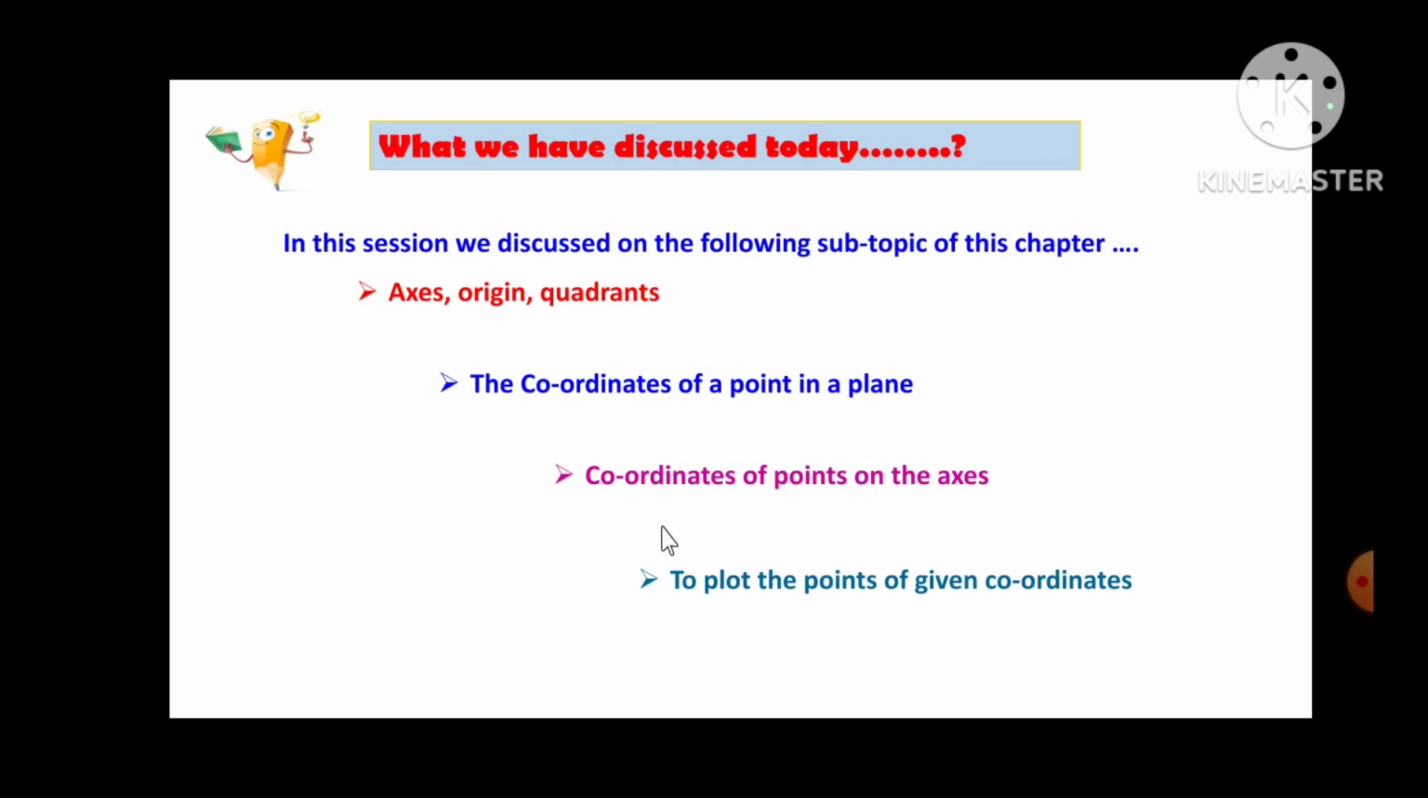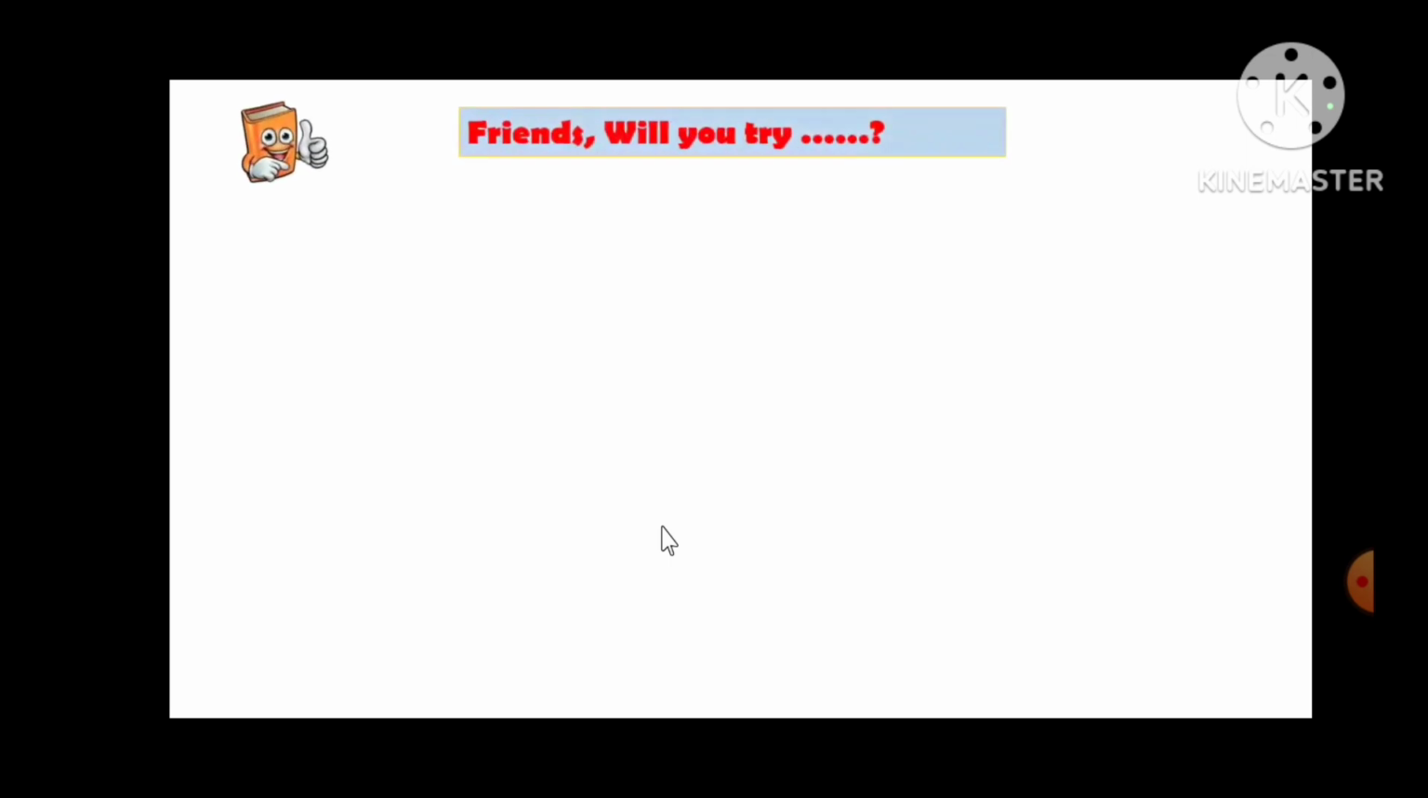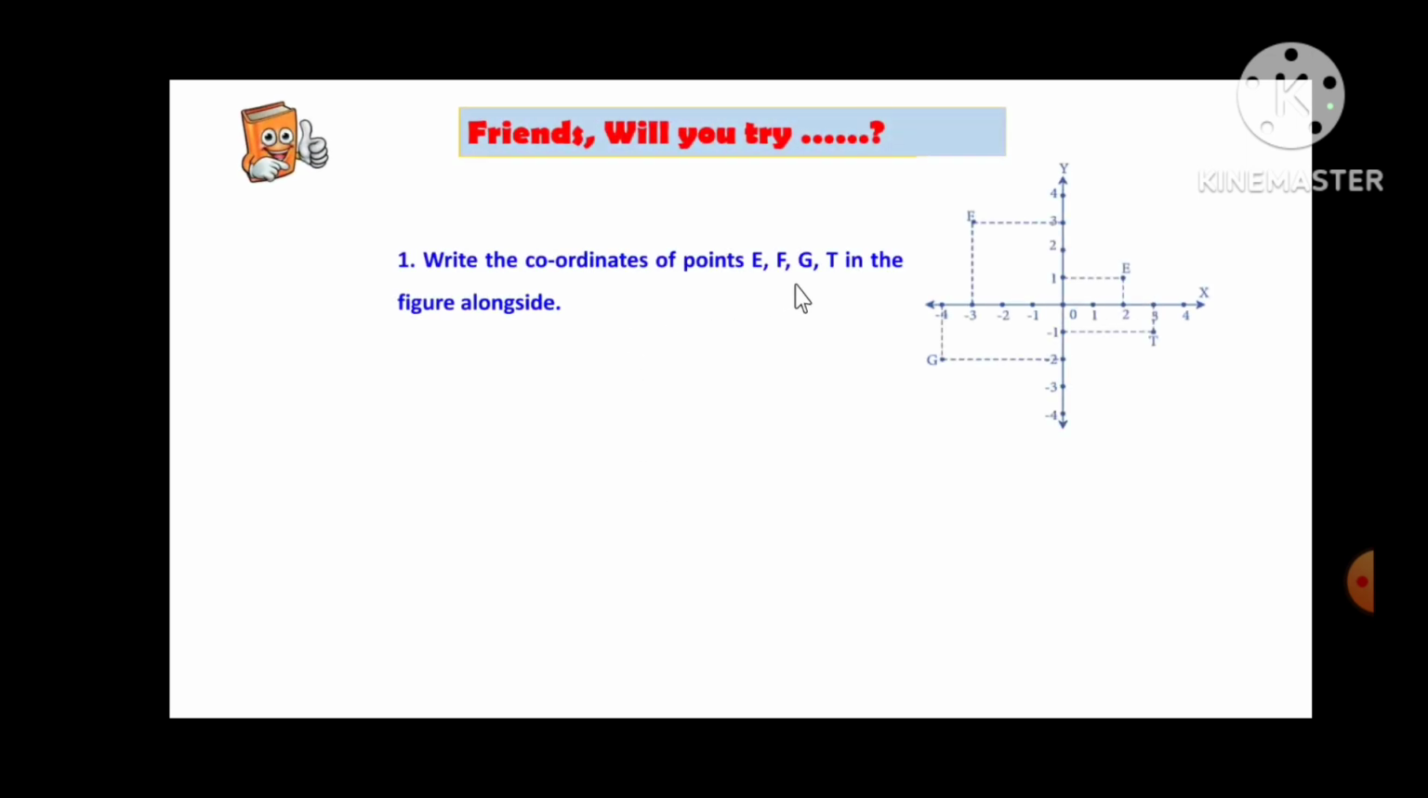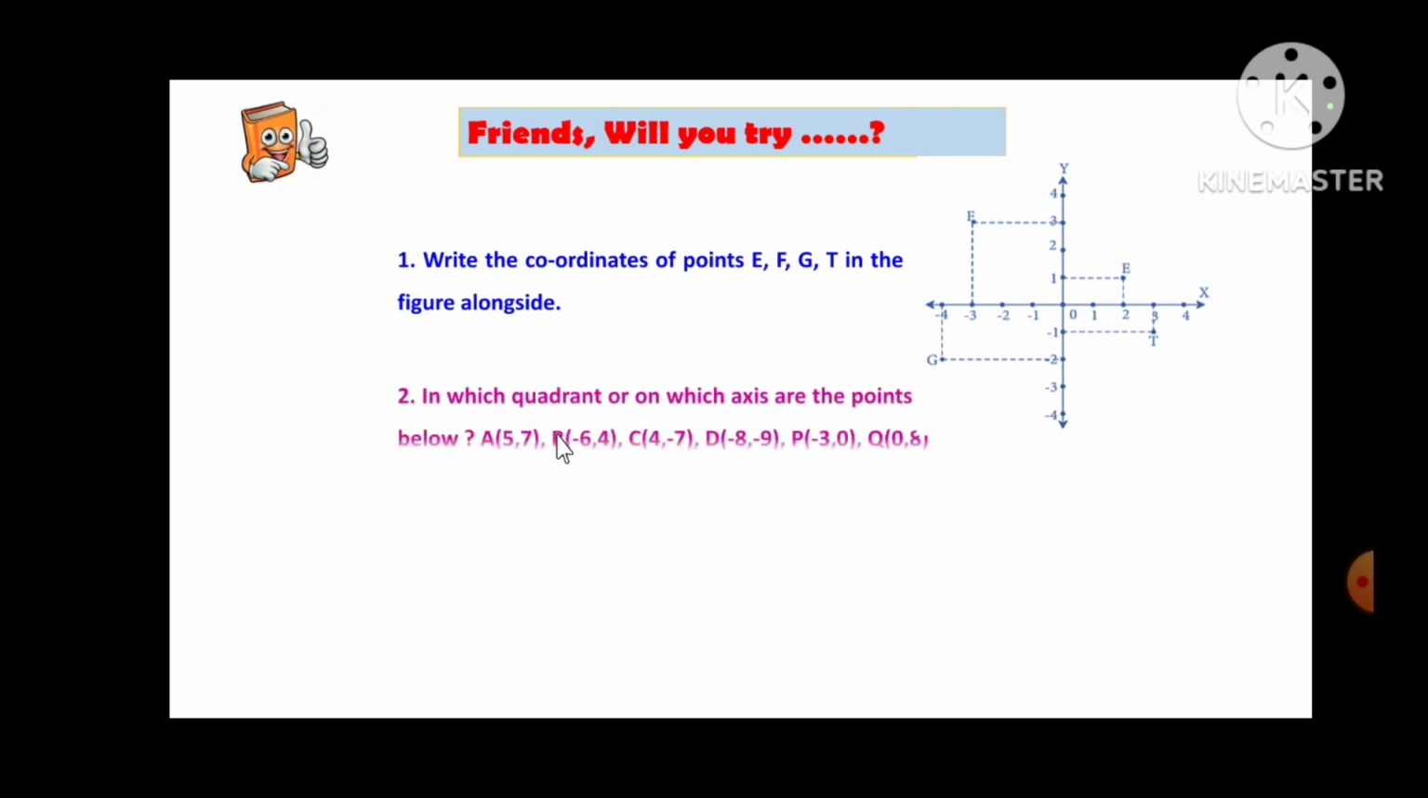Friends, will you try these problems? Write the coordinates of points E, F, G, T in the given figure. You can see E, F, G and T. Write the coordinates of those points. It's easy. In which quadrant or on which axis do the points below lie? A(5, 7), B(-6, 4), C(4, -7), D(-8, -9), P(-3, 0), Q(0, 8). Try.